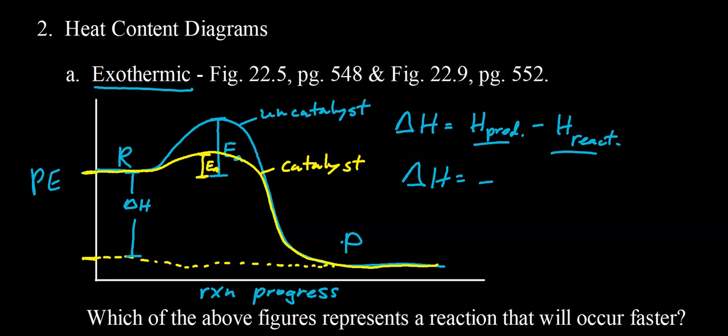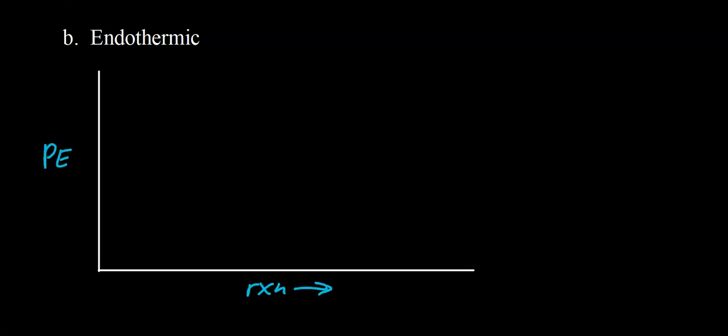Next, let's take a look at the heat content diagram for an endothermic reaction. Let's again go ahead and set up our axes. So again, we have potential energy on the y-axis. I just put reaction because sometimes that's all it's written there. Reaction is on the x-axis, reaction progress over the course of the reaction. However long it takes, doesn't really matter.